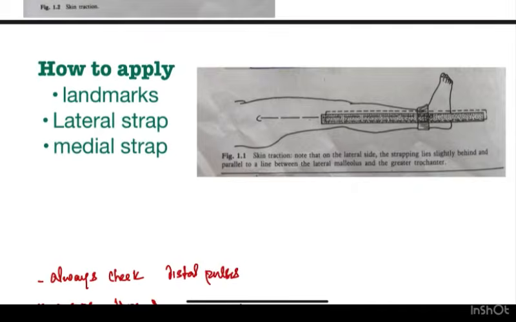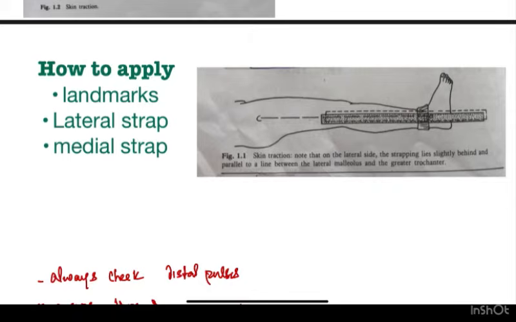How to apply a skin traction? Now to know how to apply a skin traction, one must know the landmark. The landmark is an imaginary line between the tip of the greater trochanter and the tip of the lateral malleolus. The lateral strap will be slightly posterior to this landmark and the medial strap will be slightly anterior to this imaginary line, so as to encourage the medial rotation of the limb.